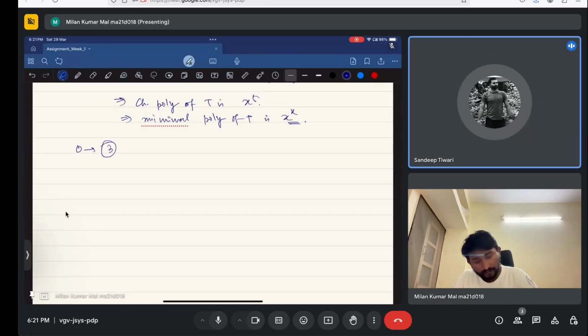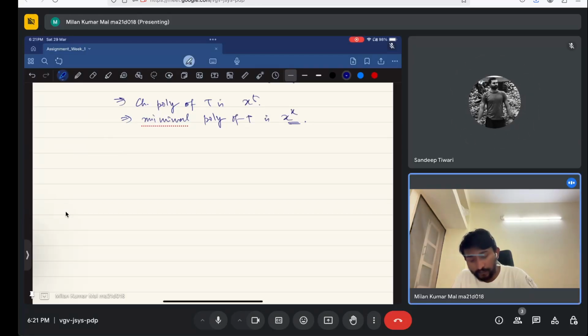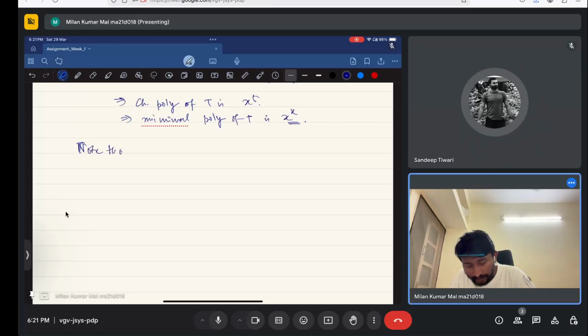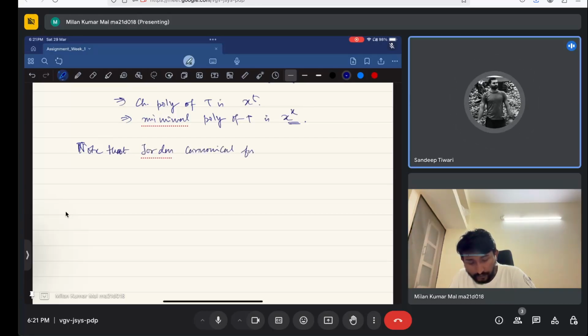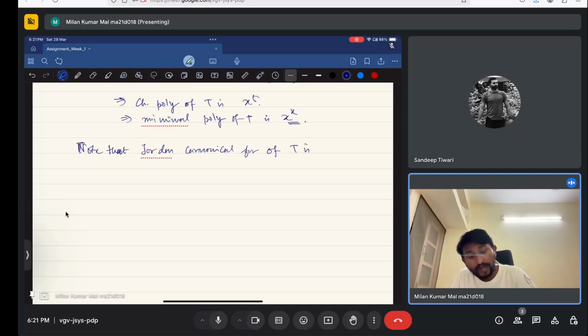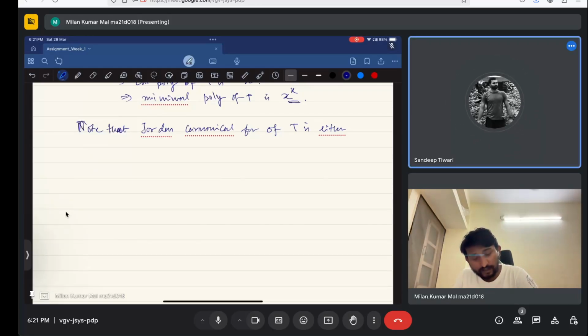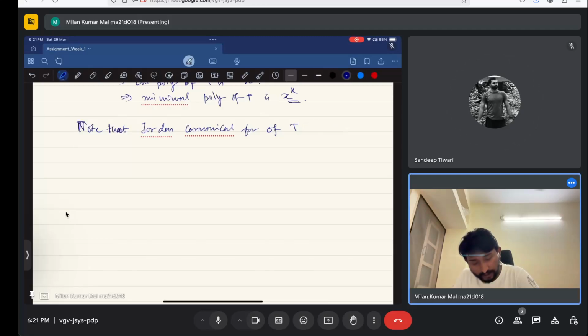Yes, geometric multiplicity of this zero is the dimension of the eigenspace. That means, what will be the Jordan canonical form? Note that because we have geometric multiplicity 3, there is only one case. That's true, exactly, this is only one case.